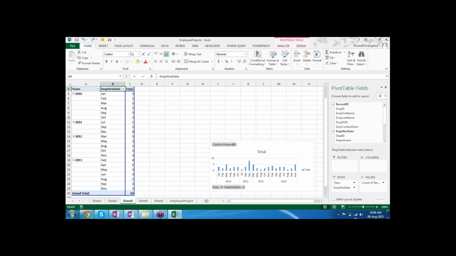Look into this once again. What I have done, carefully, is take this hire date. We could have done the other way around also, taking the months here and then years over here. So both are absolutely fine.